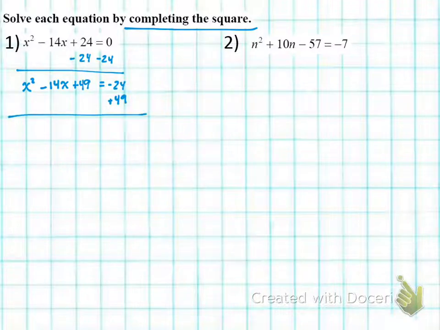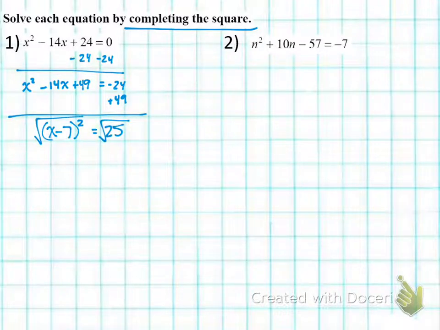When I do that, the left side now is a perfect square trinomial. I could factor the left side on this next step. And all I do when I factor it is I just take the square root of x, which is x, and half of negative 14 is negative 7. Okay? And that's squared, and then I simplify.